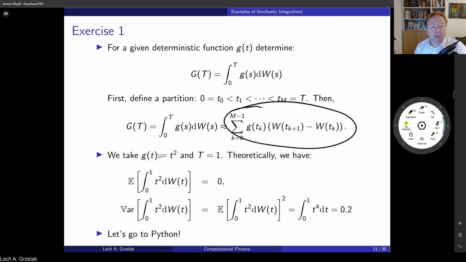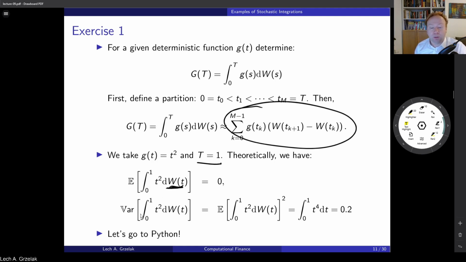So let us consider an example. When we have a g(t) function equal to t squared, we choose the time horizon to be 1. And of course, we can solve those expressions analytically, because everything related to the expectation of Brownian motion has independent increments. If we think of a summation, this will be just 0 due to the property of the Ito integral.